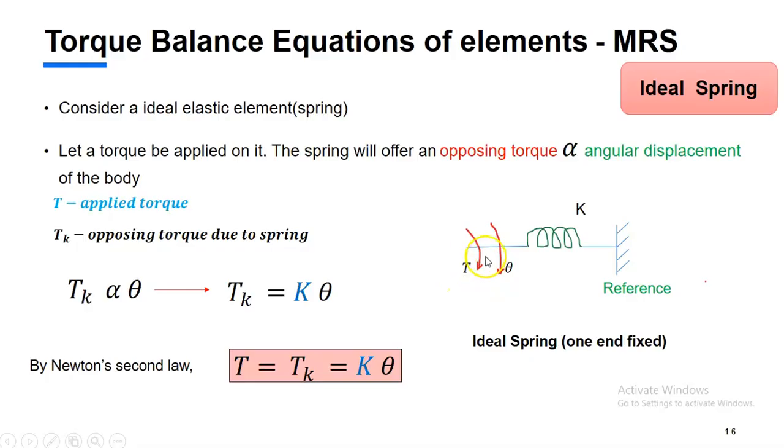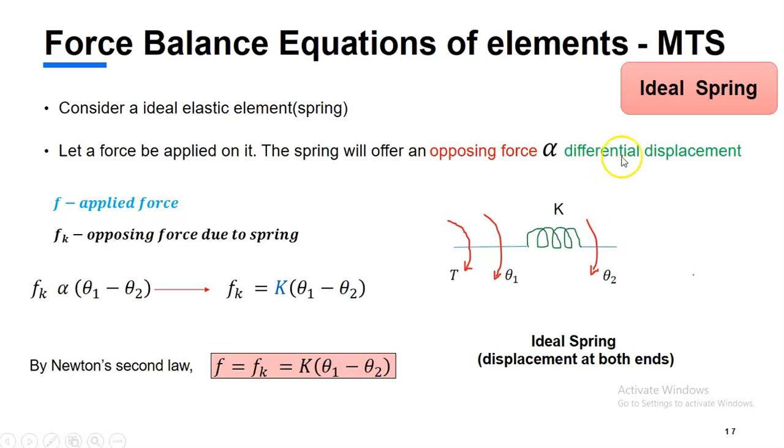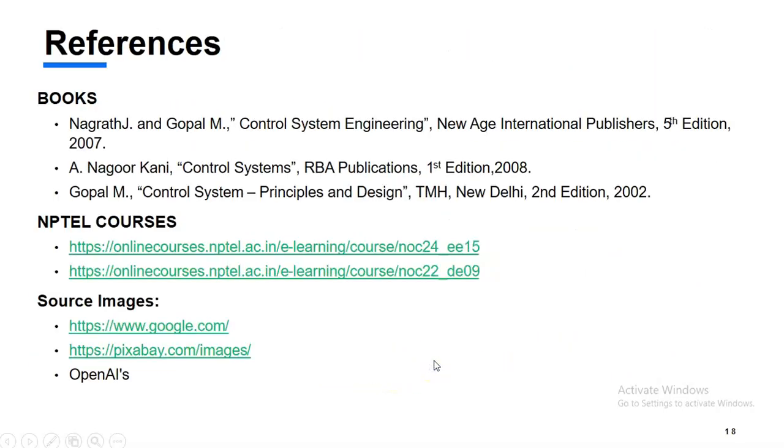And this is for the ideal spring. The same thing, you are applying the torque. Because of that you will have an opposing torque which is offered by the spring, which is directly proportional to angular displacement. It is T is equal to Tk, which is nothing but k into theta. If we are removing this reference, you will have a differential displacement at both the ends. So it is theta 1 minus theta 2. These are the references.